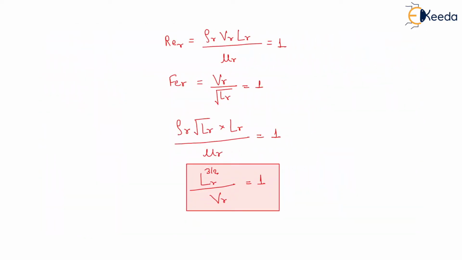Now, Reynolds number: rho r into Vr into Lr upon mu r will be equals to 1. Froude number: Vr upon under root of Lr will be equals to 1. So, rho r into under root of Lr into Lr upon mu r will be equals to 1. Therefore, Lr to the power 3 by 2 upon Vr will be equals to 1.